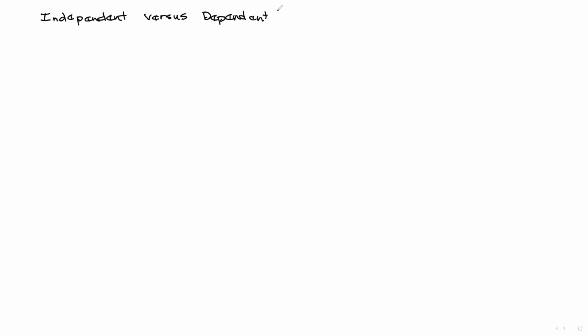And there's another term for dependent called associated. All right. So when we go through and we calculate a probability and we get different values with different conditions, then we say that those probabilities are dependent. We say that there's a dependent relationship between the two criteria.